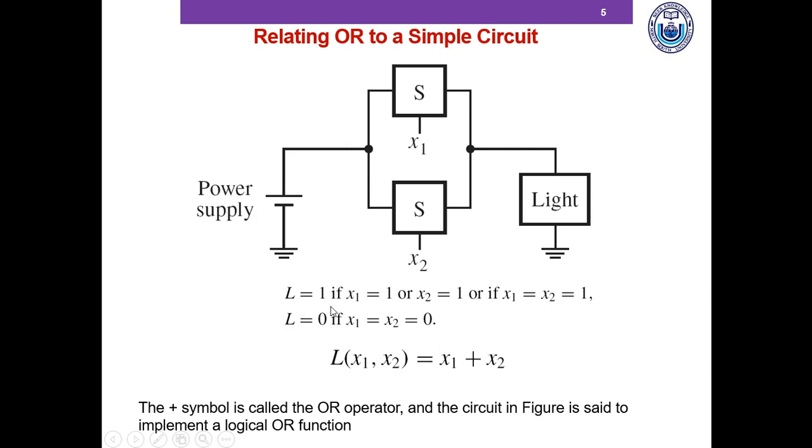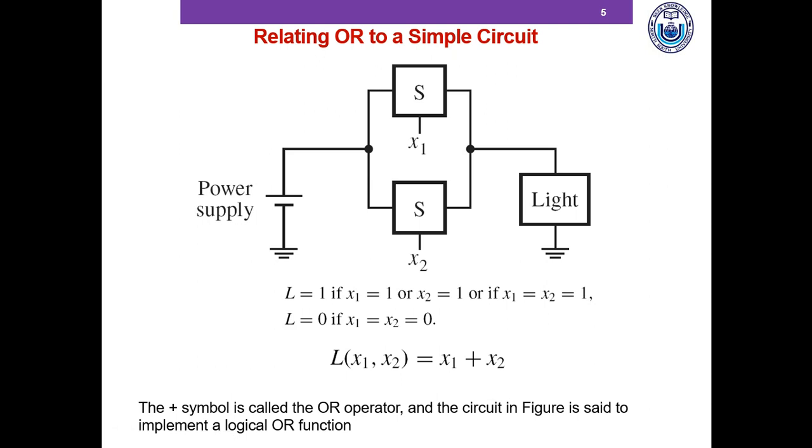So if L equals 1, then x1 equals 1 or x2 equals 1, or both of them are 1. And the light is off only when both of them are 0. So this can be written as the expression x1 plus x2. The plus symbol here is the OR operator. So this is not basically x1 plus x2, this is x1 or x2. And the circuit in the figure is said to implement a logical OR function.